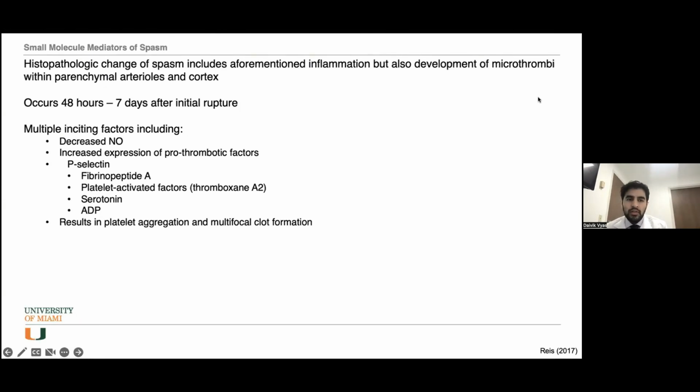Multiple factors can incite this, including, like I mentioned earlier, decreases in nitric oxide, increased expression of prothrombotic factors, so things like platelet activated factors like thromboxane A2, the presence of serotonin, ADP, as well as P-selectin. And what results here is you get platelet aggregation within the microvasculature and multifocal clot formation.